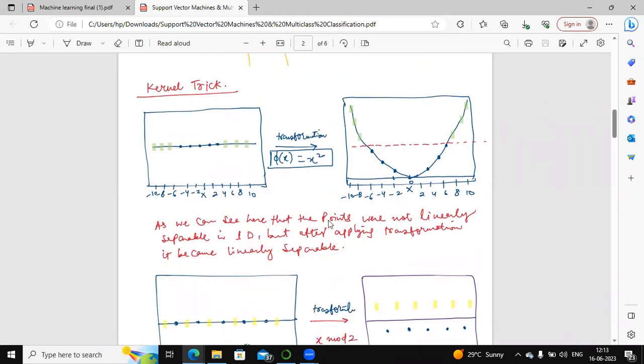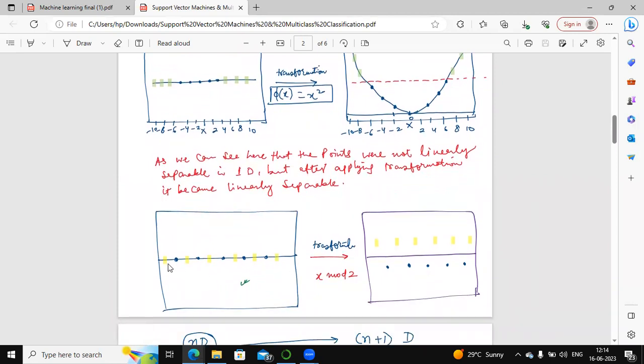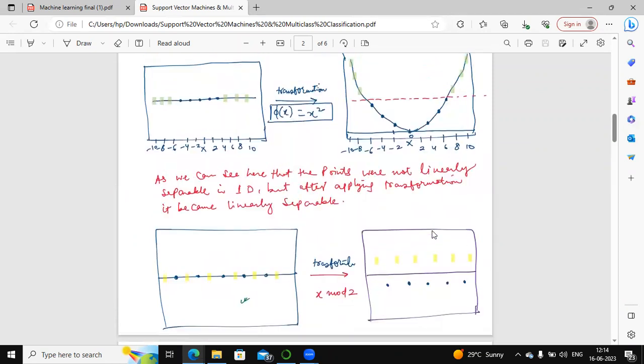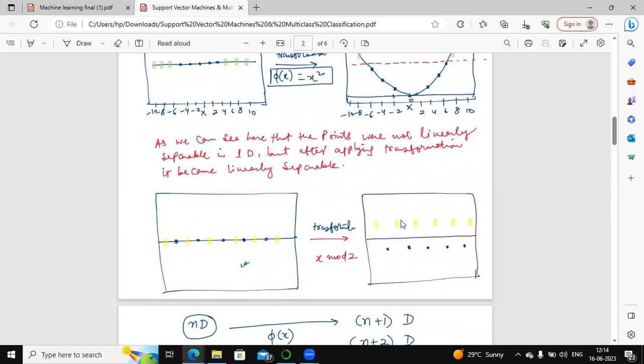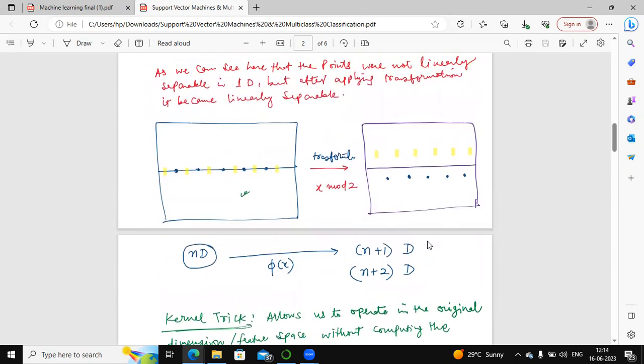As we can see here, the points were not linearly separable in one dimension, but after applying the transformation, it became linear. In this case, we have a dot class and a yellow class. So this is easy. We have 1, 2, 3, 4 points. Whatever one remainder goes up and zero remainders come down. Now we were able to separate in such a way that we have class yellow above the hyperplane and class dot below, that is the lower plane.